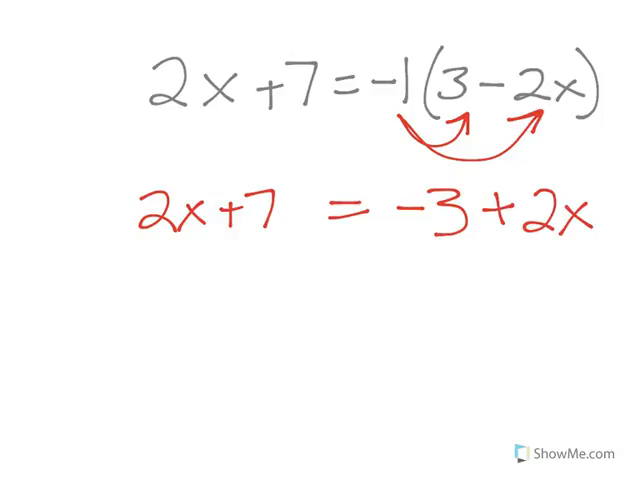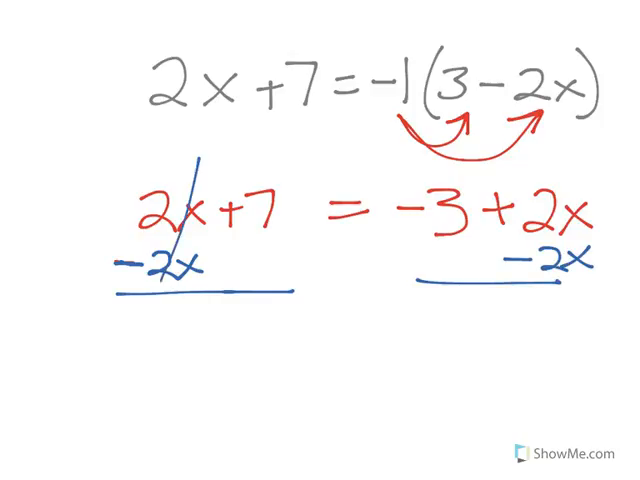So I'm going to subtract 2x from both sides of the equation, and I'm left with 7 is equal to negative 3, which can never be true. 7 can never be equal to negative 3, and so that ends up as a no solution.